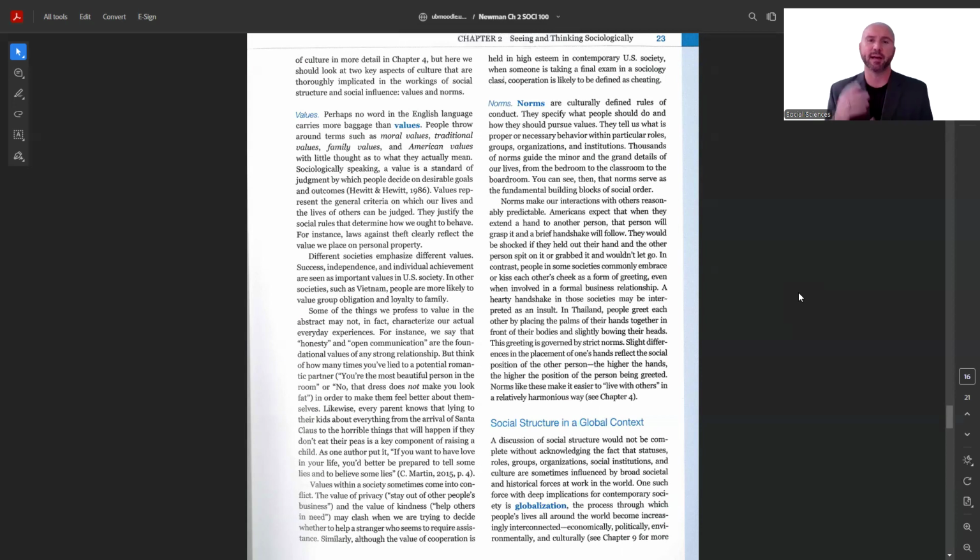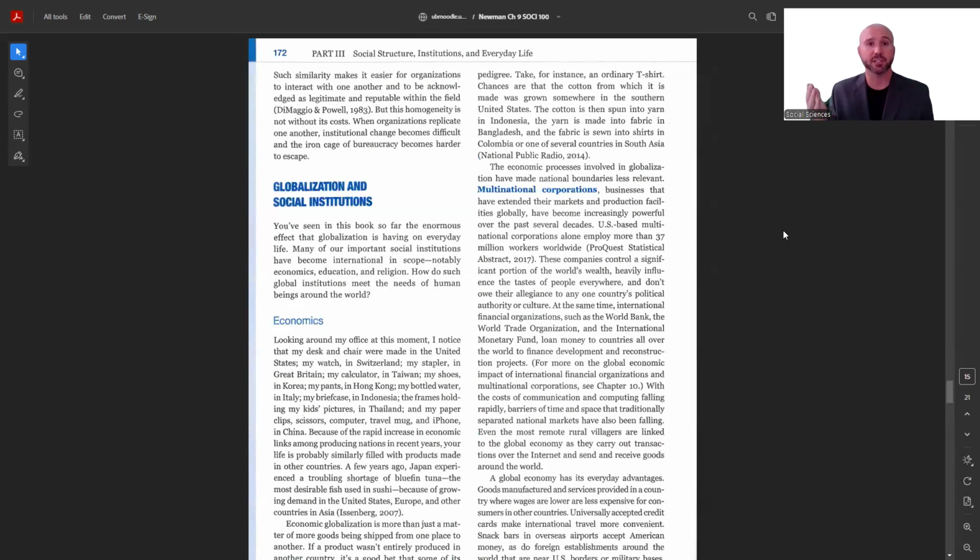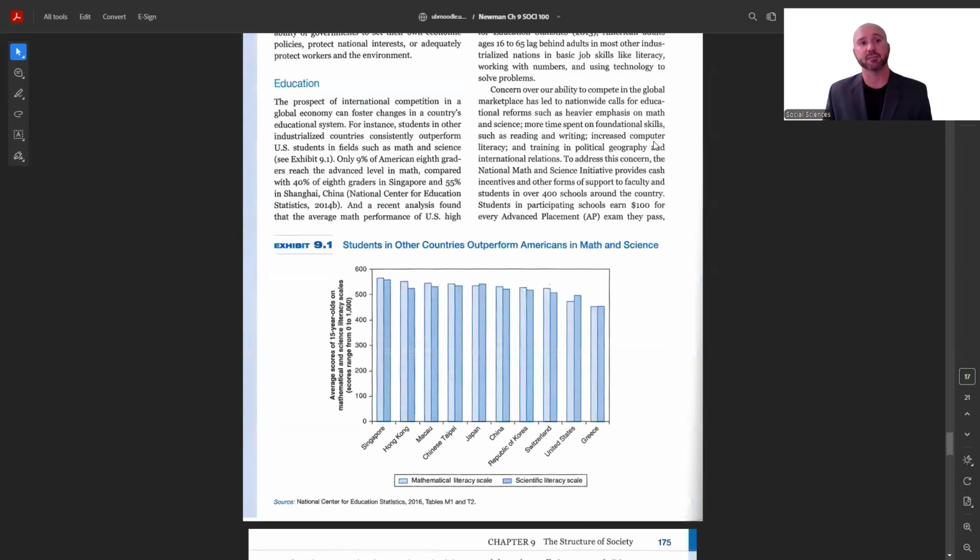So let's think about this for a second. David Newman is pointing out in chapter 2 for the first time his definition and discussion of globalization. And in doing so, he says, see chapter 9. So you go to chapter 9 and you see the title says, The Structure of Society: Organizations, Social Institutions, and Globalization. We go to the section where he begins to discuss globalization, and it's in terms of social institutions. And the social institutions we see here are economics, where there's a lot of discussion, education, and religion.